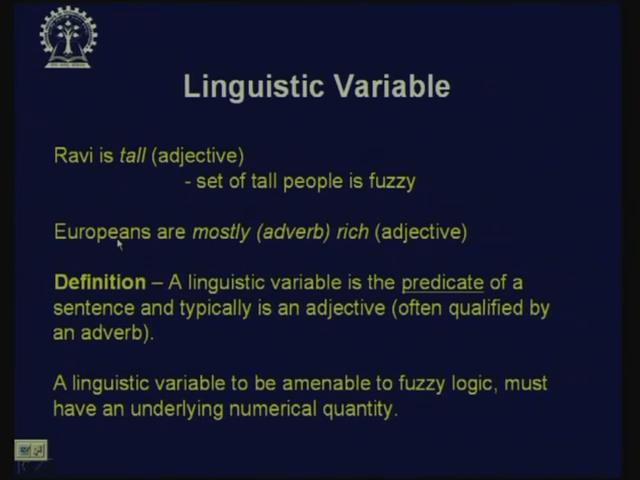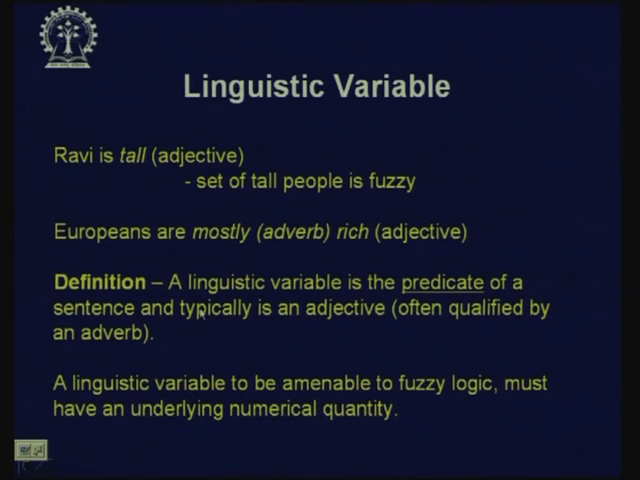And statements like, Europeans are mostly rich. Now, see, this tall is a linguistic variable, rich is a linguistic variable. Here in this sentence we are using an adverb which is qualifying this rich. Europeans are mostly rich. Now, how to deal with mostly? Just as we have some x and square of x, similar to that, the adverb mostly can be assumed to be an operator over this adjective.